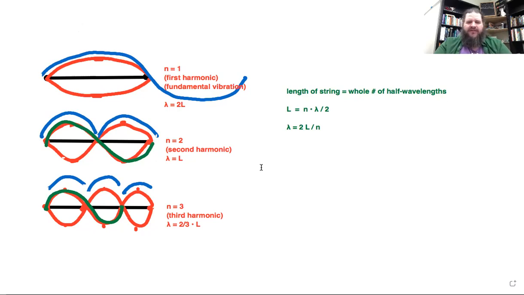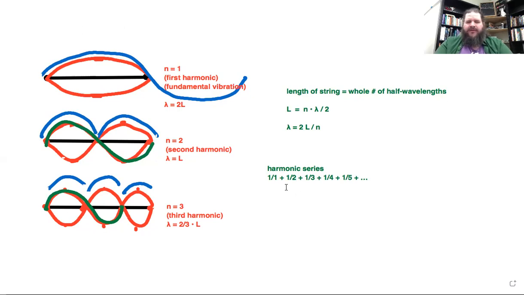In fact, you may have seen this in calculus. The idea of the harmonic series is 1 over 1 plus 1 over 2 plus 1 over 3 plus 1 over 4, and so on. The name harmonic here comes from this same idea, that all the harmonics are something over 1, something over 2, something over 3, something over 4. So the harmonic series is just all of those terms added together.